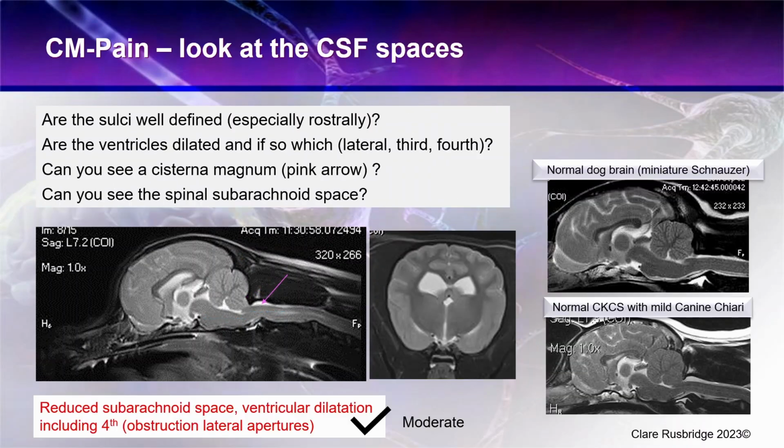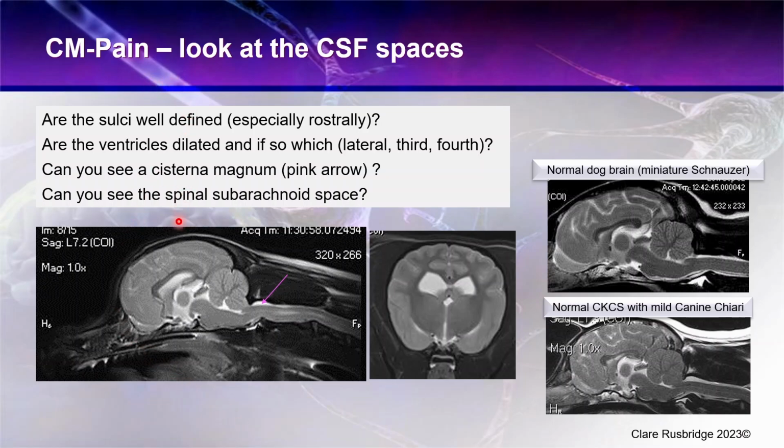So the next step is to look at the CSF spaces. So first of all, we're going to look at the sulci. Are they well defined, especially rostrally? There we have a normal dog, miniature schnauzer. There we have a normal Cavalier. No, we cannot see these sulci, especially rostrally. These do seem to be reduced in prominence. Are the ventricles dilated? Okay, this is the normal dog. This is the normal Cavalier. Yes, that lateral ventricle does appear to be dilated, and when we take the transverse view, we say yes, we've definitely got some dilation here.